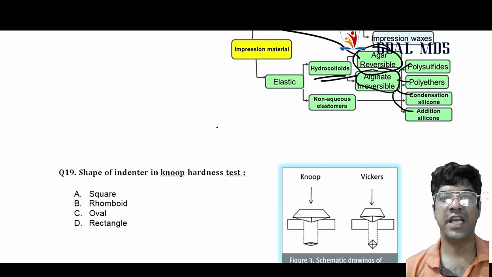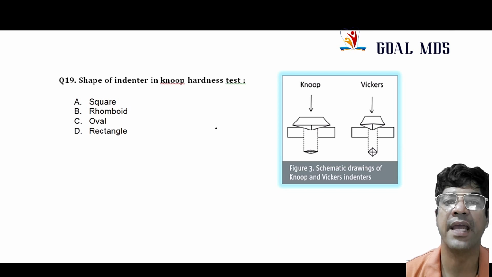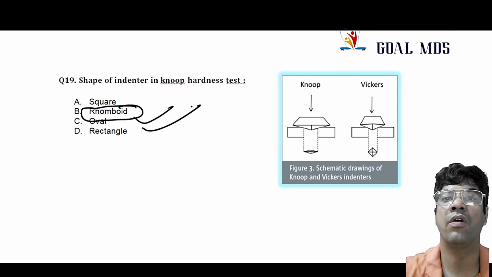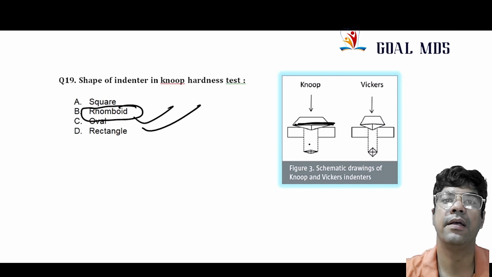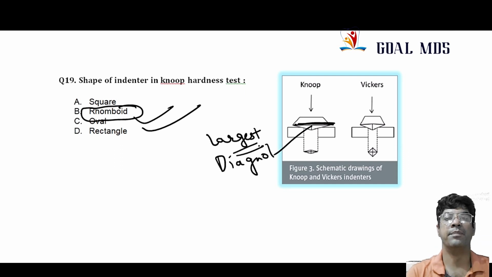Moving to the next question: the shape of the indent in Knoop's hardness test. The Knoop hardness test employs a diamond shaped tip that is cut in a geometric configuration. The impression is rhomboid in outline, and the length of the largest diagonal is measured. The load is divided by the projected area to give the Knoop hardness number.